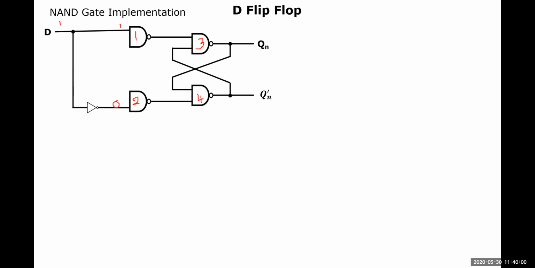If I submitted 0 here, because 0 will be sent to the NOT gate, here we will get 1. So here it is 0, and here it is 1. Because of this single input, the single input will be flipped and submitted to the second gate here.